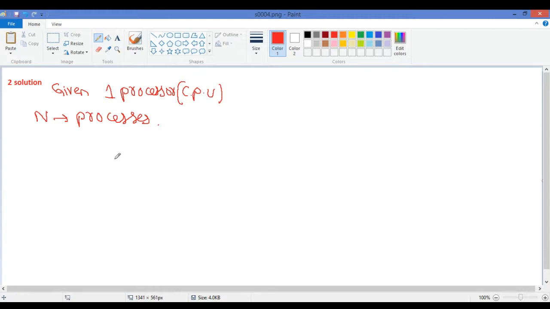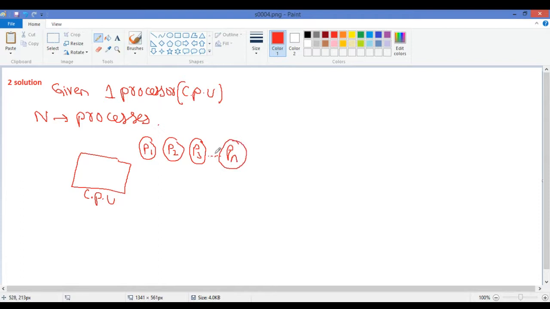Now we know that suppose this is CPU, and only one CPU is given, and there are multiple processes: process P1, process P2, process P3, so on, process Pn. There are n number of processes. So at a time, only one process can be executing, correct? There may be multiple processes in main memory, no problem, but on CPU only one process can execute. This is very clear.